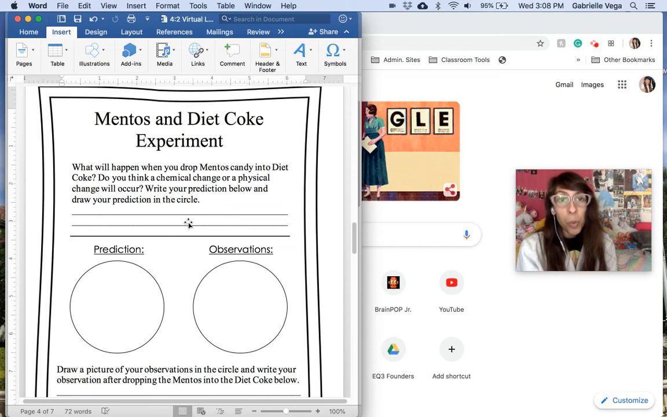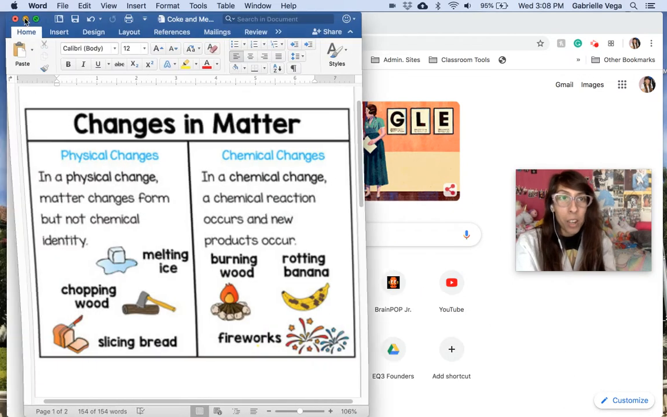You are going to need to be outside for this experiment because it is going to get a little bit messy. So make sure that you are pausing the video, writing your prediction and drawing it. And then in a minute, we'll go ahead and head outside and we'll conduct our experiment. And then we'll come back inside and talk about what happened with this experiment. So let me get our stuff ready.